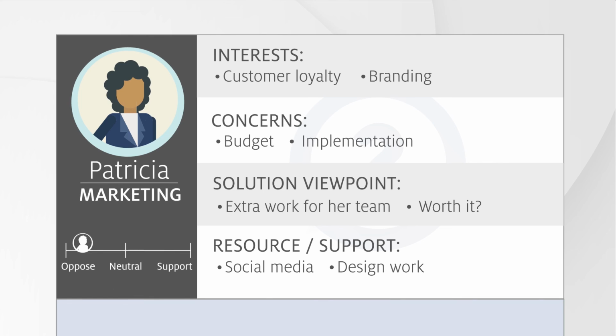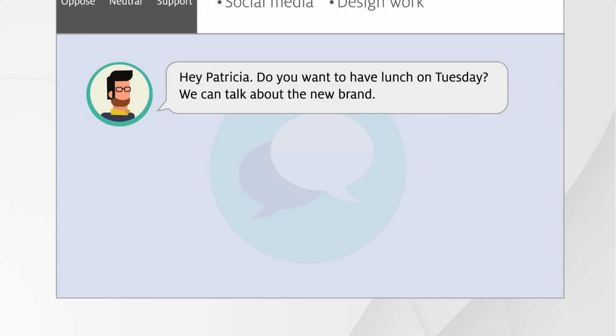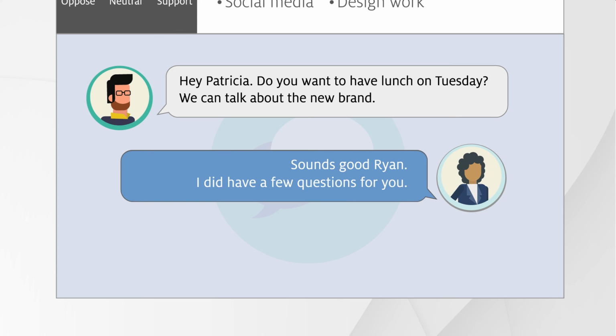The last step is to think about how you can connect with them in a meaningful way so that you can get the support you need from your stakeholders.